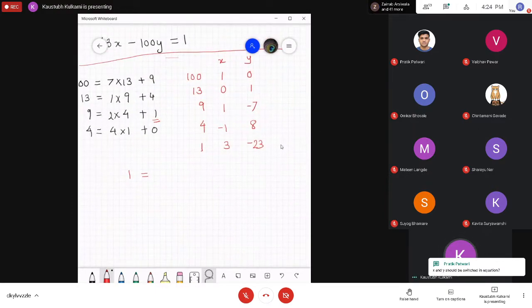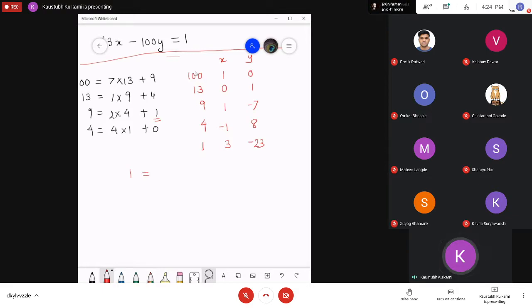Okay, we normally use, see, we wrote here that 100 with x and 13 with y. Okay, so finally our x is 3 and y is -23. Minus 23.